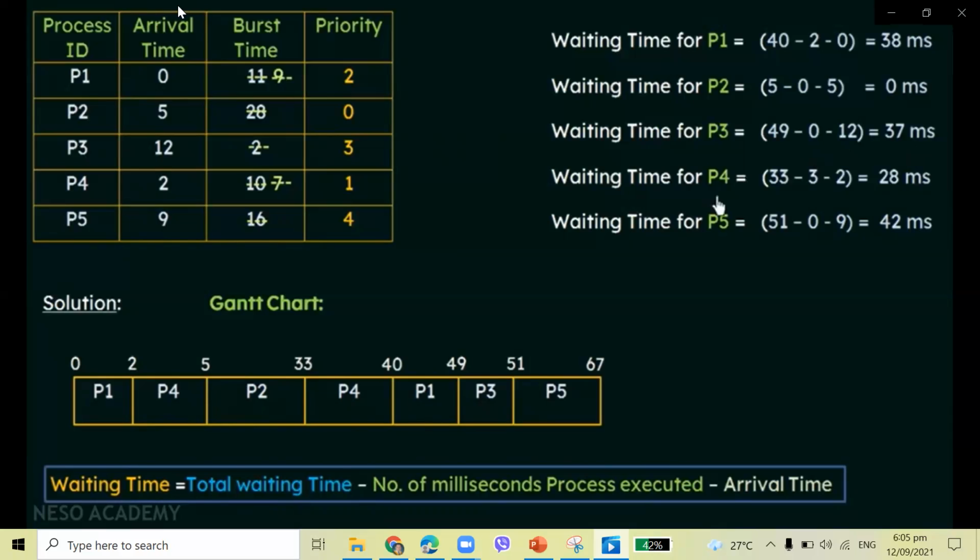And similarly for P4, what is the total waiting time? P4 was here and also here. So the last occurrence of P4 is this one. So how long did it wait? 33 milliseconds, minus the number of milliseconds the process executed before. So we see that P4 executed for some time even before this, that is here. And how much is it? It was for 3 milliseconds, 2 to 5, 3 milliseconds. So minus 3 minus the arrival time of P4. What is the arrival time? It is 2. So 33 minus 3 minus 2 is 28 milliseconds.